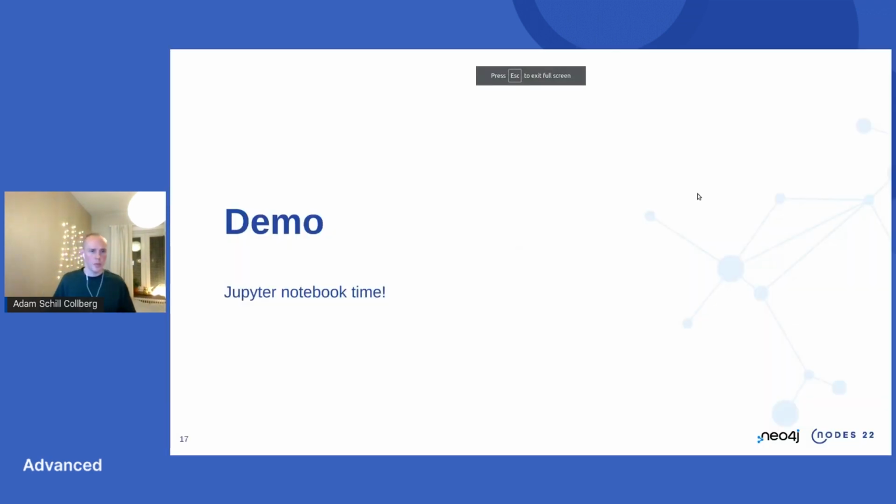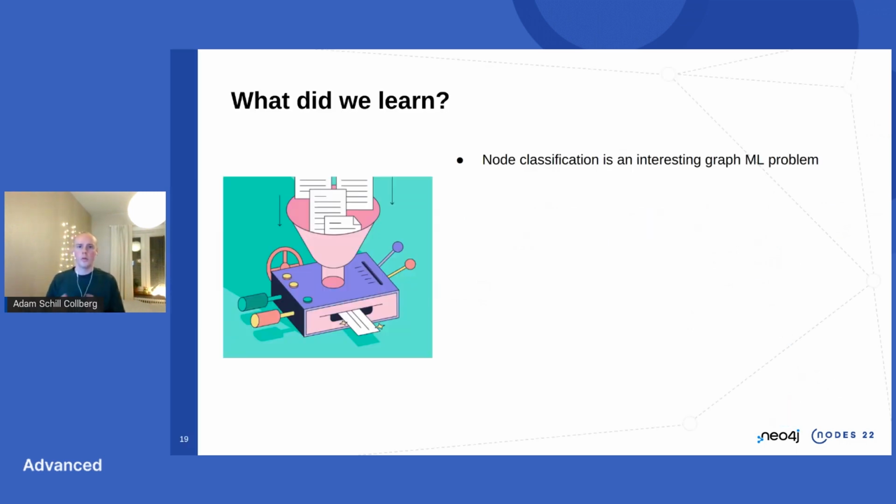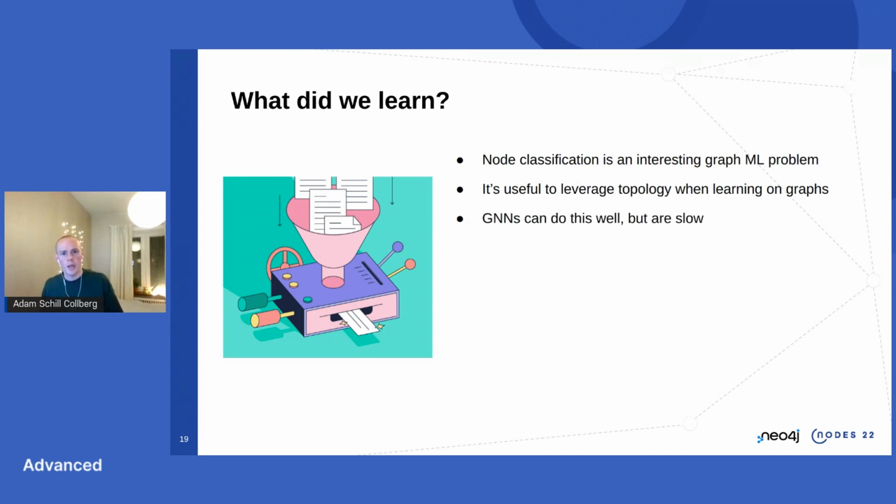Okay, so that was the demo. Now just to try to summarize a little bit what we learned. So you can see that node classification was an interesting problem here. We used it on this small scientific example, but it's also applicable to real industry examples like fraud detection and so on. We also saw that it could be useful to leverage topology when learning on graphs, not only using the node features. GNNs can do this well, we also noticed.